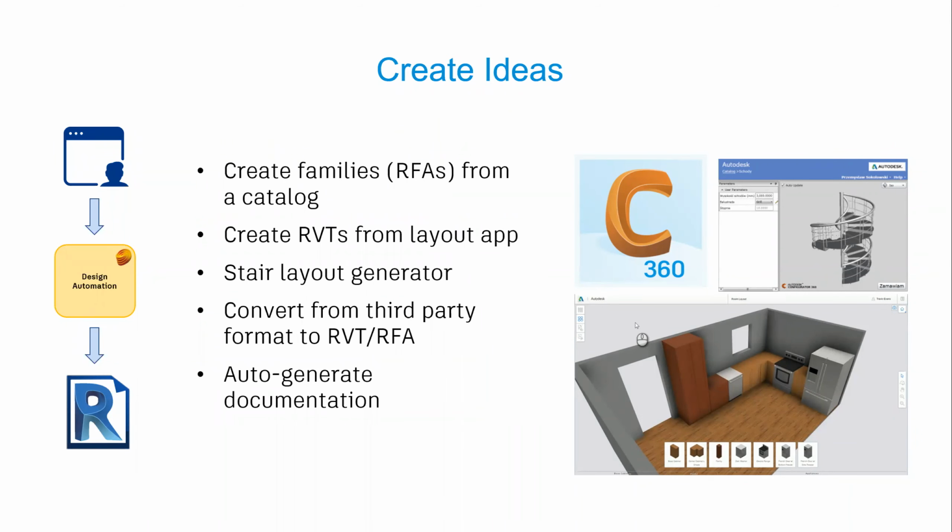Another idea is something like converting a third-party format to RVT or RFA. As long as you know how to read that third-party format, you can do whatever and then just go ahead and create an RVT. It's also possible to do things like connections between Inventor and Revit, because as I mentioned, Design Automation API also supports Inventor. So if you wanted to read from an Inventor model, create an intermediate format, and then go ahead and create an RVT, you can actually do that.